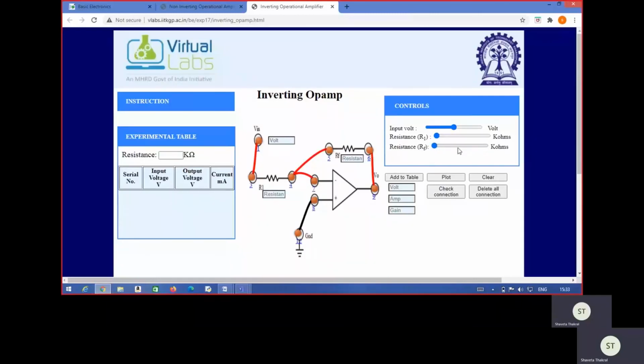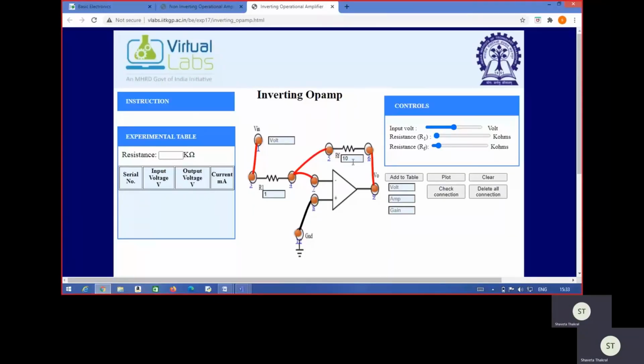So let's initialize the values of R1 and RF. Let's put R1 at 1 kilo ohm. We can vary R1 and we can observe here R1 is 1 kilo ohm, the units are kilo ohm. And we can vary the value of RF also, and let's put the value of RF, let's say, 10 kilo ohm. So that is displayed here and the units are kilo ohm. So we have set R1 to 1 kilo ohm and RF to 10 kilo ohm.